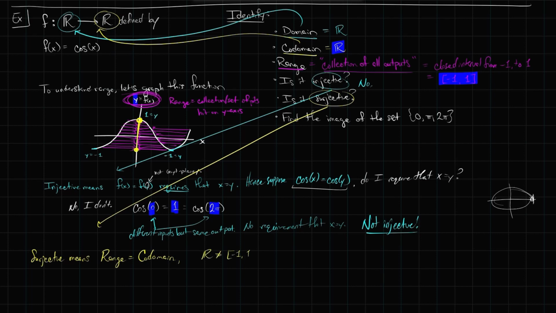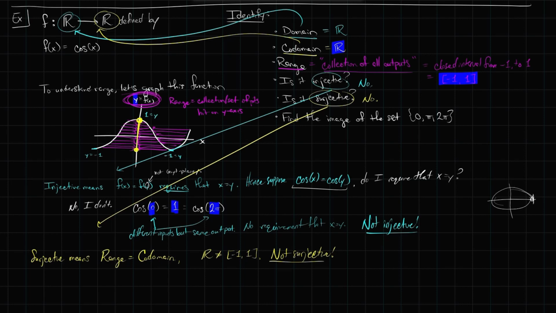No, it is not. So because r and -1 to 1 are not the same, and of course I switched the order, but that's okay. Since r and -1 to 1 are not the same, then the range and the codomain are not the same. Not surjective. So I just say no here as well.